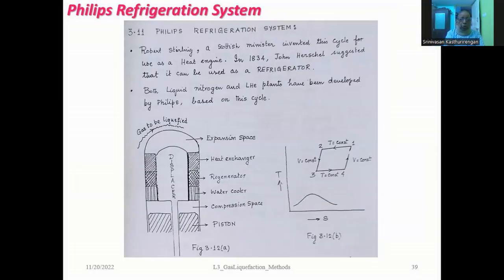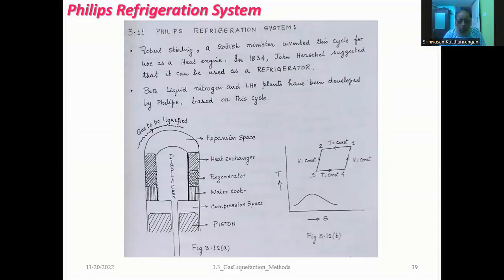I am now going to talk to you about another refrigeration system. This is known as the Phillips refrigeration system. Robert Stirling, a Scottish minister, invented this cycle, and when invented originally, it was supposed to work as a heat engine. So he made use of it for developing a heat engine. In 1834, John Herschel suggested that this can be used also as a refrigeration cycle.